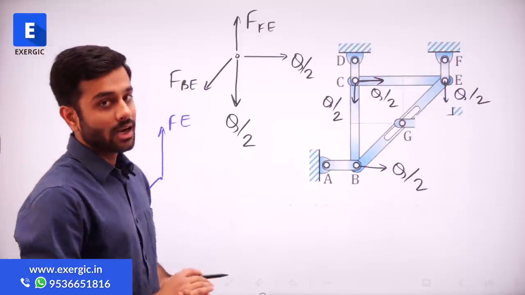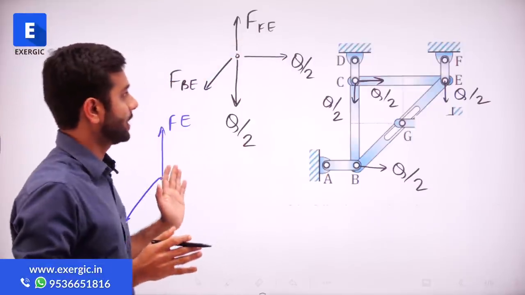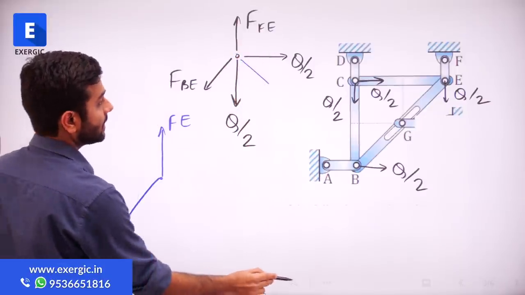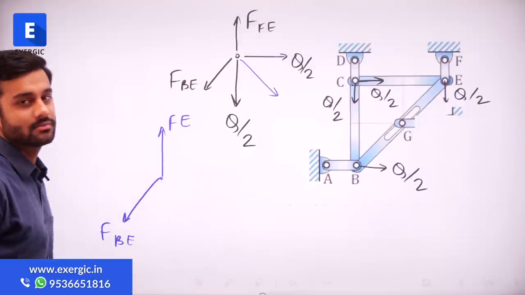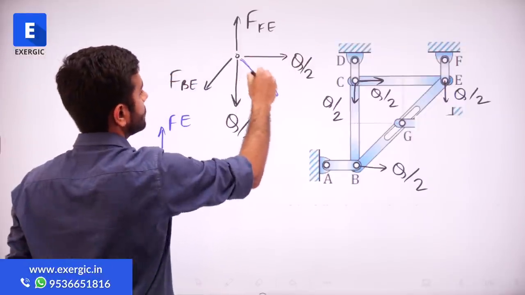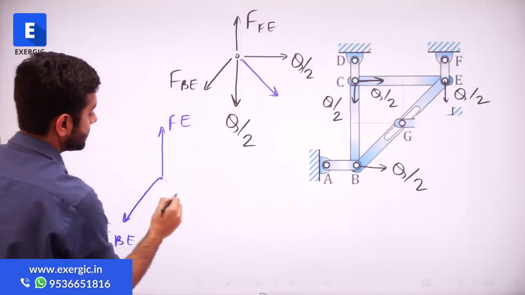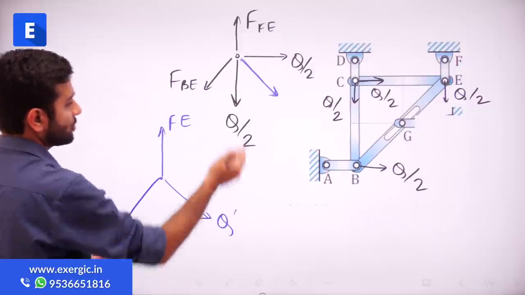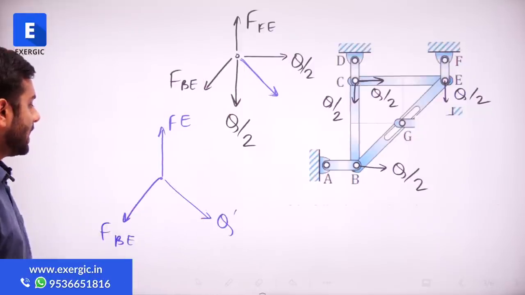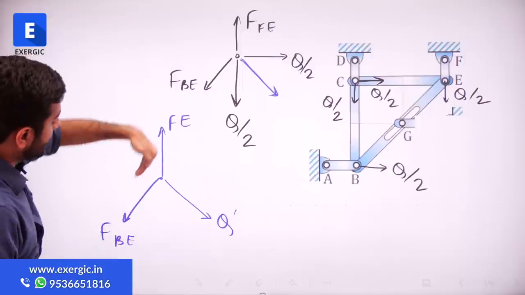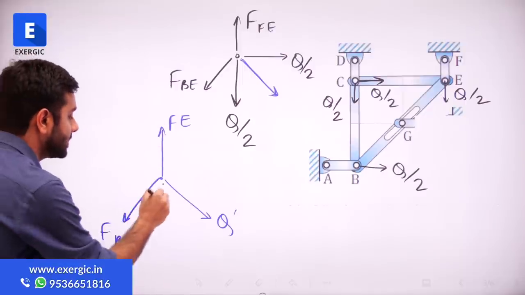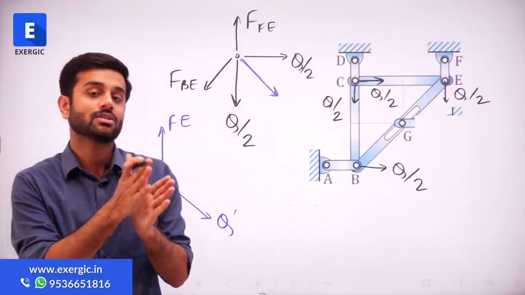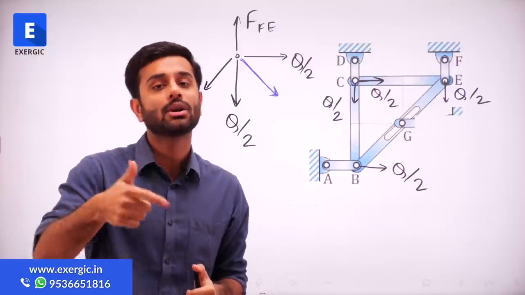Now suppose in this diagram, I want to take the resultant of Q by 2 and Q by 2. The resultant of these two is going to be somewhere here. Two vectors perpendicular to each other, so at 45 degrees from both of them the resultant will exist. If I replace this joint diagram with this one, then there will be some Q dash, equivalent of both of them, coming in this direction. And if I analyze the equilibrium of this joint, then BE and Q dash will have a resultant in this direction. Those of you who know how we decide the summation of vectors, we have discussed that, will be quickly able to analyze it, right?